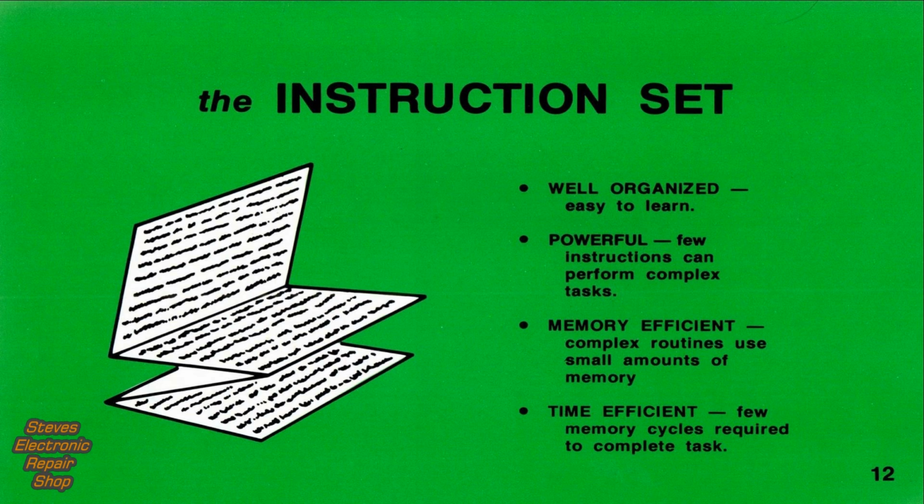The microprocessor's instruction set is as important as any other selection criteria. It should be well organized so it's easy to learn, powerful so a few instructions can perform complex tasks. If it's memory efficient, complex routines will only use a small amount of memory. And remember, memory is money. Naturally, how time efficient the instruction set is reflected in how few memory cycles are necessary to complete a given task.